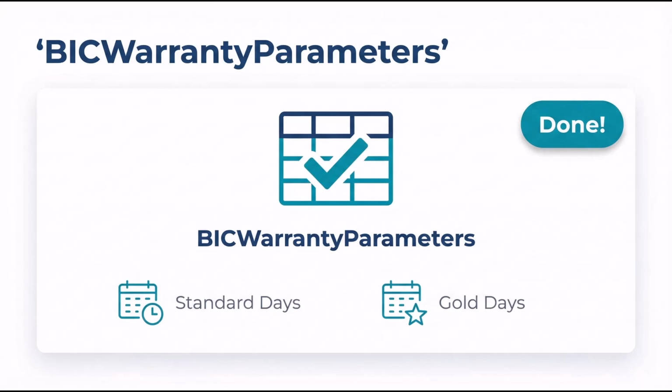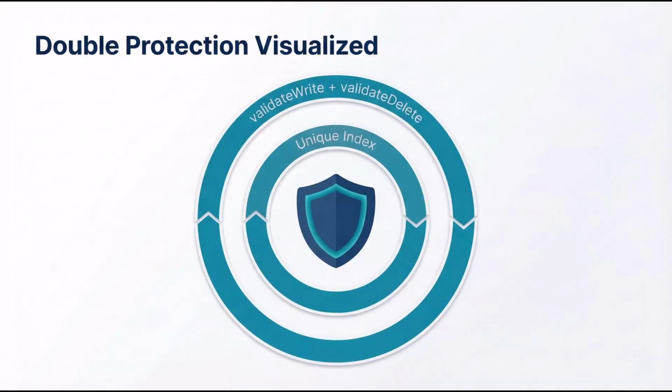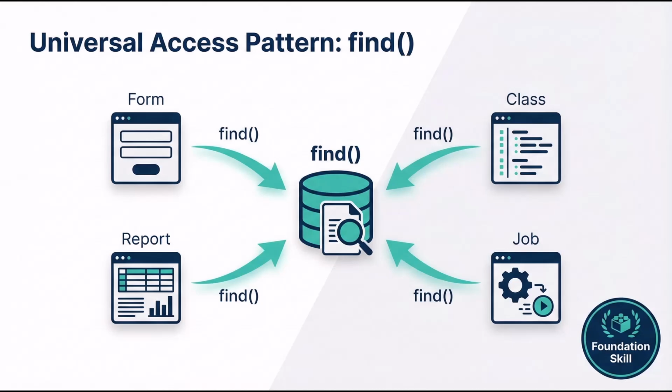Okay, so to recap what we built today, we created a parameter table called BICWarrantyParameters that stores global warranty settings for the warranty management module. We implemented the singleton pattern to ensure only one record can ever exist in this table. We used a combination of database level enforcement through a unique index and code level enforcement through the validateWrite and validateDelete methods. And we created a static find method that provides easy access to this single record from anywhere in the code base. This pattern is fundamental in Dynamics 365 development. You'll see it used in almost every module.